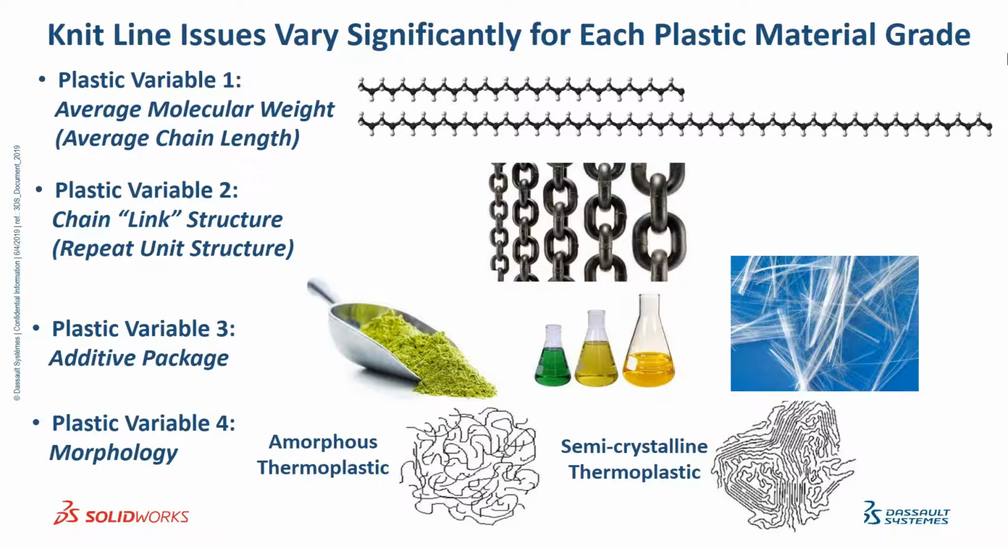And then there's, of course, the morphology. Most plastics are either semi-crystalline or amorphous, probably 50-50 roughly in terms of thermoplastics. A little more difficult to think about. I'm not sure you can make a generalization that would say that knit lines are more of an issue for one type versus the other. It really depends on more factors than just the morphology, but certainly morphology is a factor.